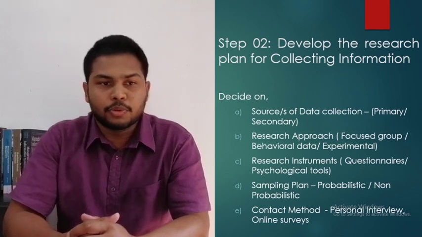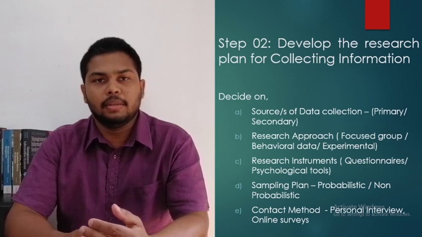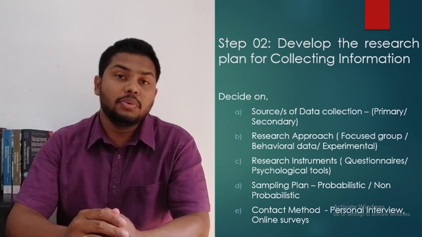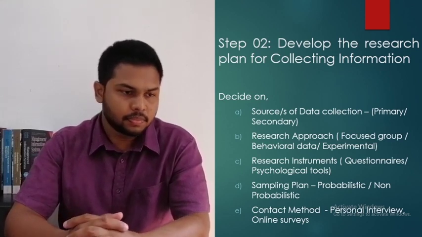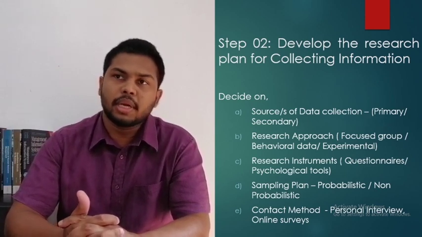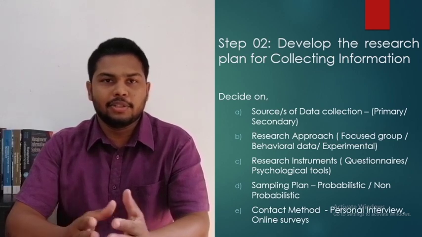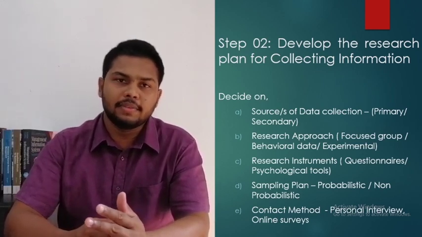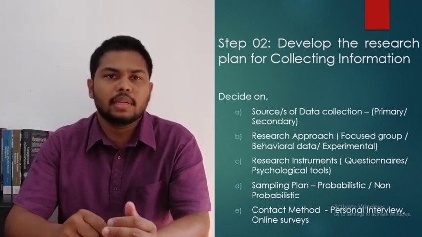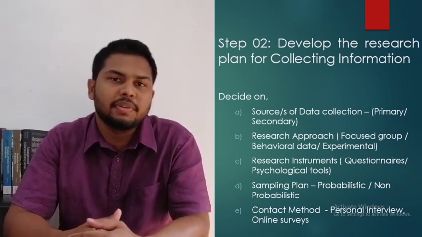Second one is research approach, right? It can be focus group, behavioral data, and experimental. You must understand what sort of research approach you're trying to implement in your research. Research instruments. So what are the research instruments? Nowadays you have another technology called online surveys, right? So you can do online surveys, especially some of the food manufacturers are doing online surveys and giving some discounts, and those are the ways the companies gain information from different sources, right?